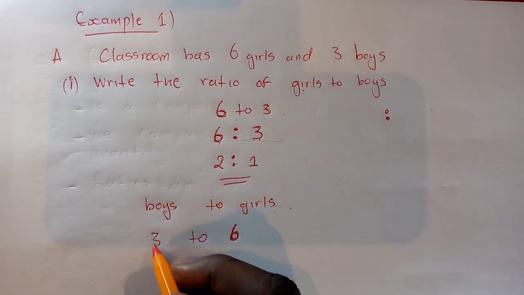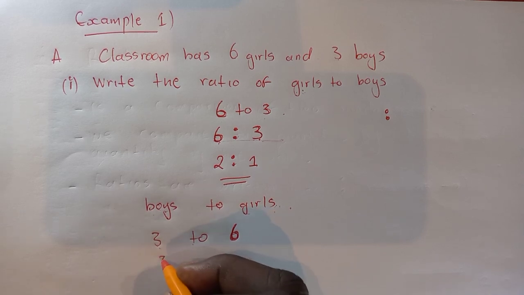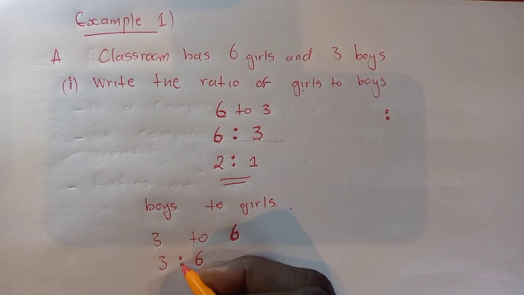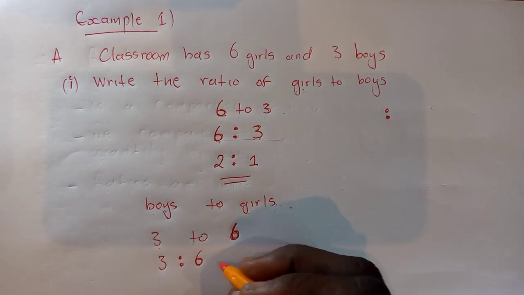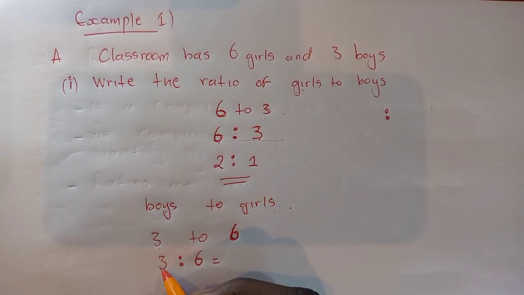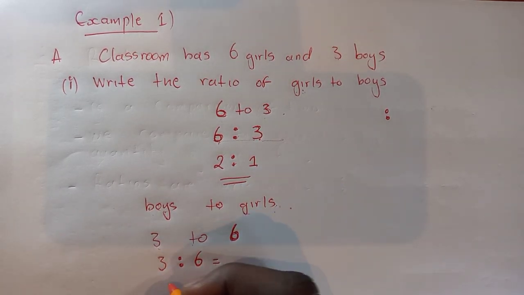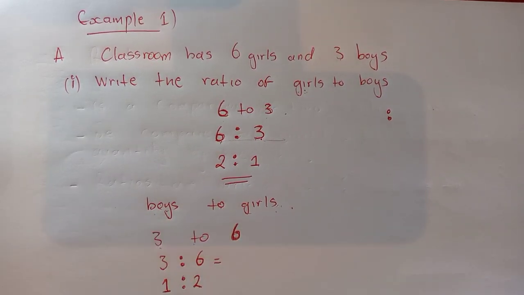So boys to girls is 3 to 6. We write it the way we write ratios, 3 to 6. This can also be simplified. A number that can go into 3 and 6 is still 3. So 3 into 3 is 1, and 3 into 6 is 2, giving 1 to 2. So that is the ratio of boys to girls.